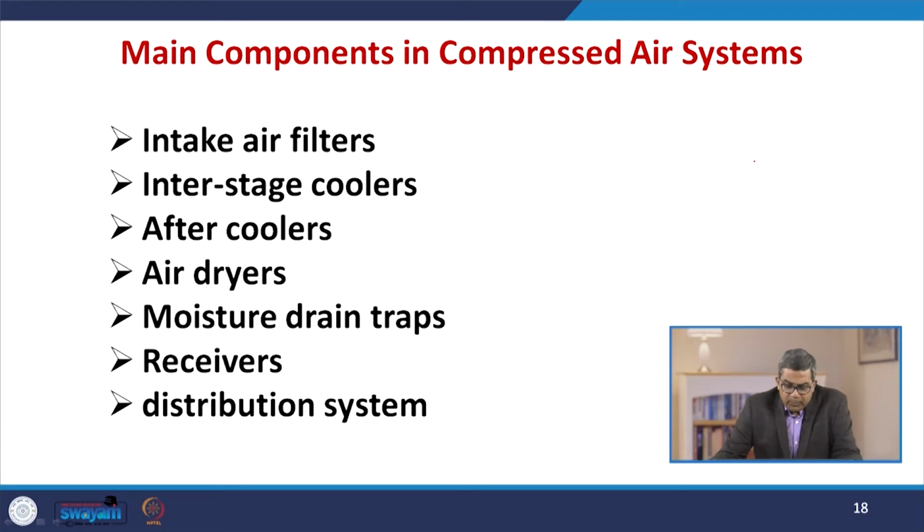There are various components in the compressed air system. One is the intake air filters, another one is the interstage coolers, then aftercoolers, air dryers, moisture drain traps, receivers, and the distribution system.